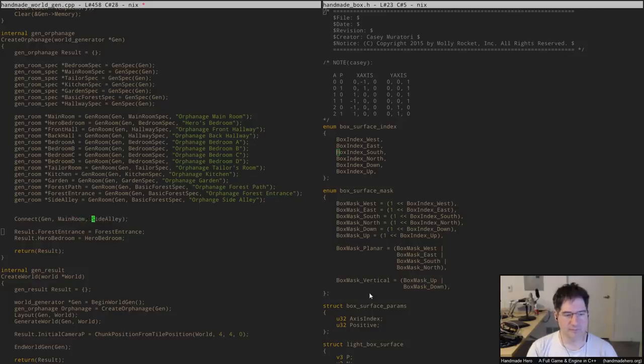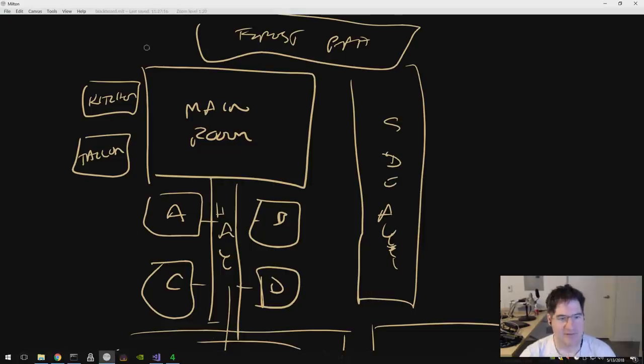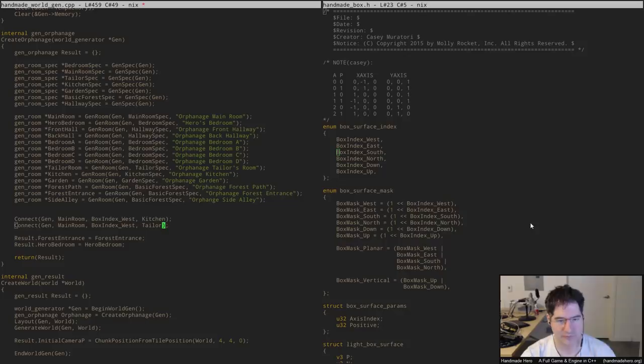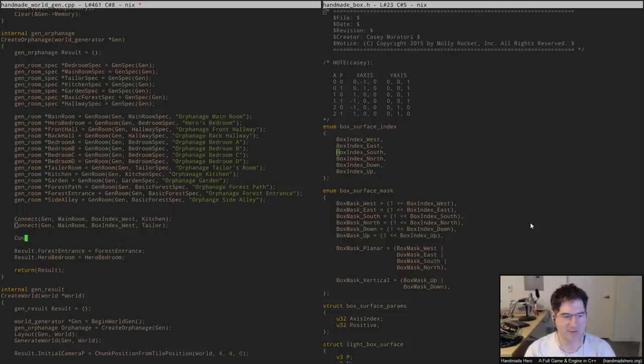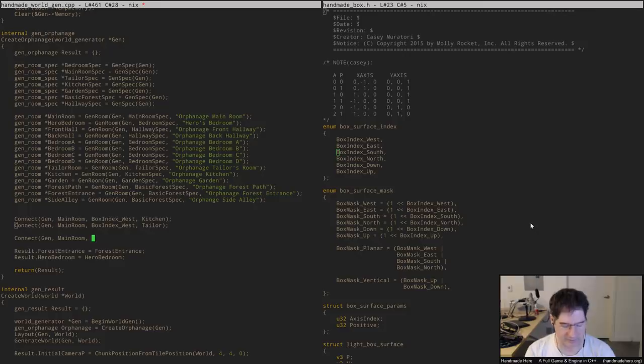So from the main room, I'm going to say that we can go, that's the westward direction, right? So for the main room, we can go to the kitchen and we can go to the tailor. And I'm just going to say, a priori, like I was saying before, that these will just be ordinal based. So the kitchen comes first and the tailor comes next in that order for now, right? As we start to play this a little more, I might have stronger feelings about how that should work. But for now, I'm just going to do it that way because I don't have a particular other way in mind that I think is somehow really awesome.